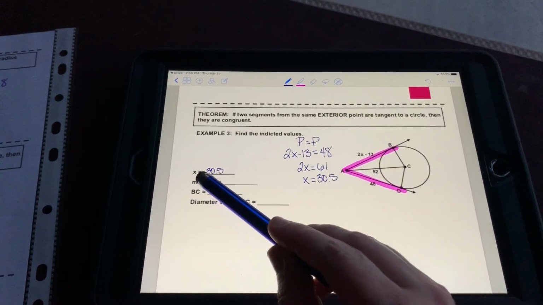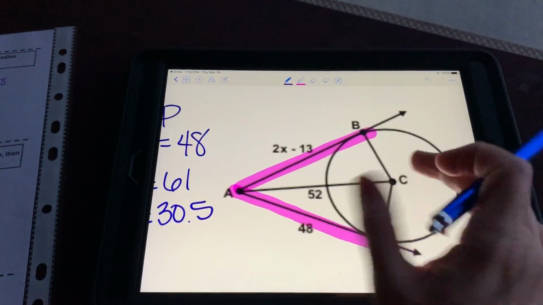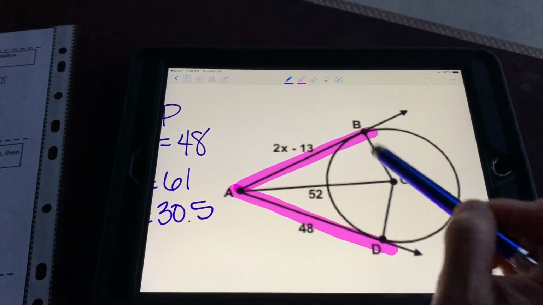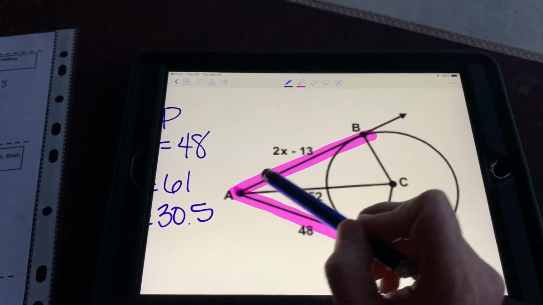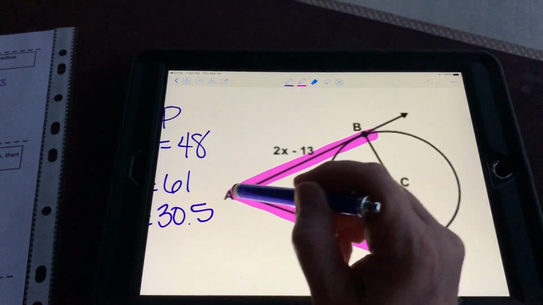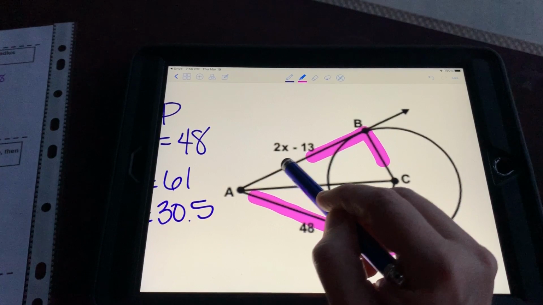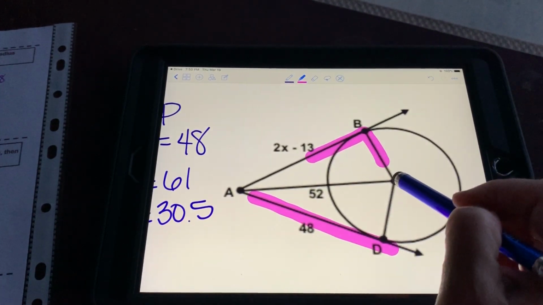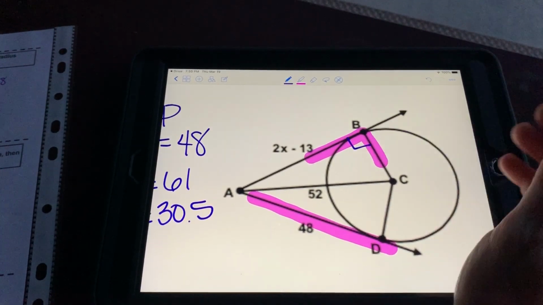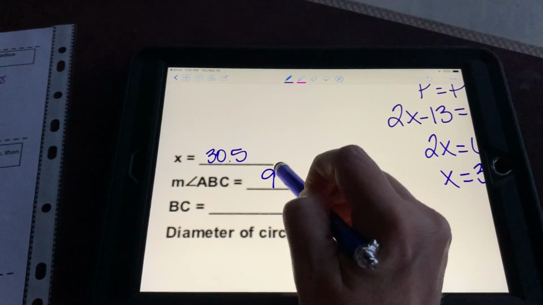The next question is asking for the measure of angle ABC. So when it's asking for angles, remember, we kind of trace over it with our pencil or our stylus, whatever we have. And so if it's asking for ABC, this angle right here, let me erase so we can see exactly what it's talking about. So this angle right here, we know that we have a tangent line and a radius coming together. From the previous theorem, we learned that those are always perpendicular, which means it creates a right angle. So we know that measure of angle ABC is 90 degrees.